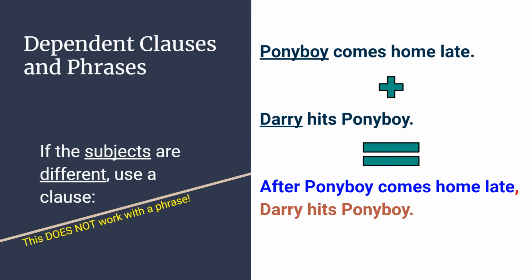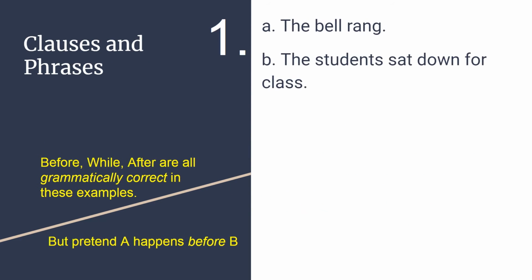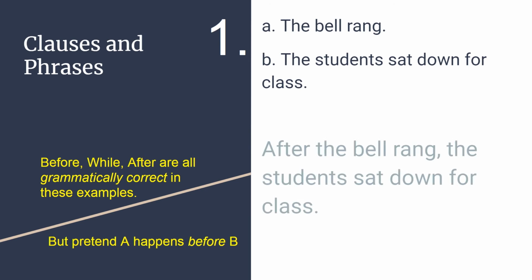So if we go to part C of your worksheet, we can combine these sentences using things like before, while, or after. So let's say the bell rang, the students sat down for class. Let's say the bell happens first. After the bell rang, the students sat down for class. So we've got different subjects, so we should repeat both of them. You could also say, before the students sat down for class, the bell rang. But that's kind of weird because, well, it's not weird, it's just, this is the one I had, so I like it better.